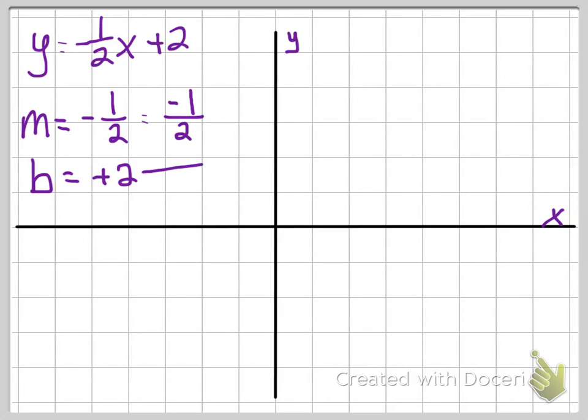Again, I'm going to plot the y-intercept first. Basically, I'm just going from the origin here. The origin is the point of intersection of the x and y axis, 0, 0. And I'm just going to go up 2 spaces from that origin. Alright? Let me get rid of that pink dot there.